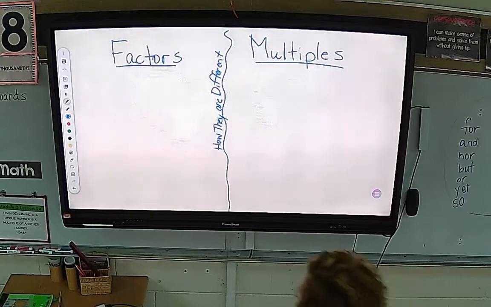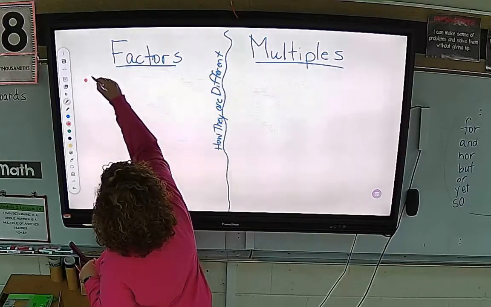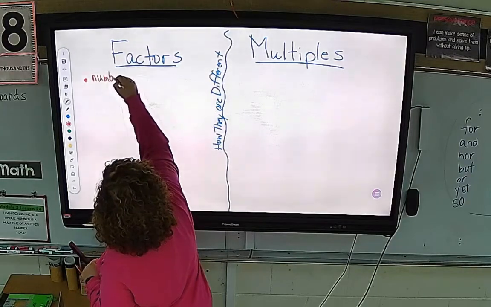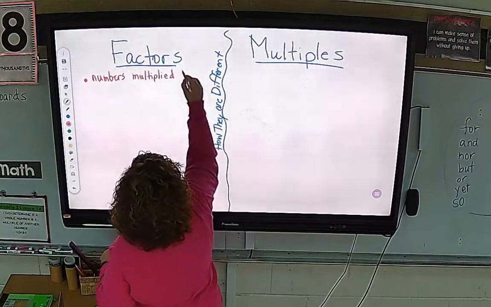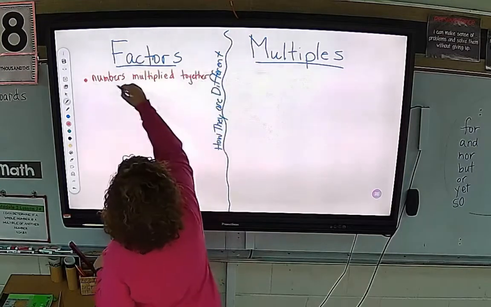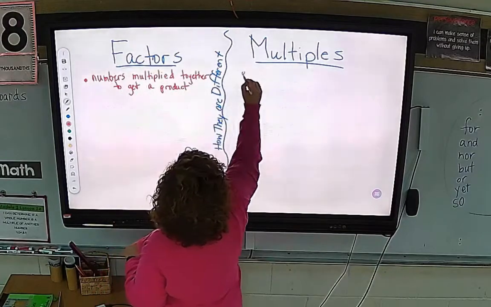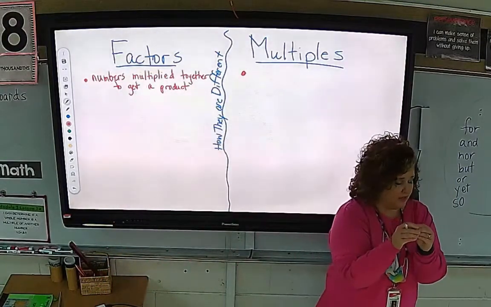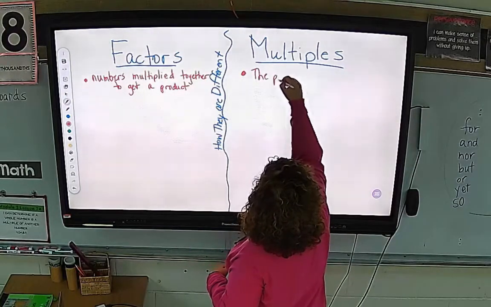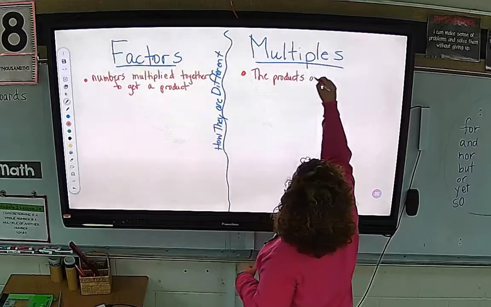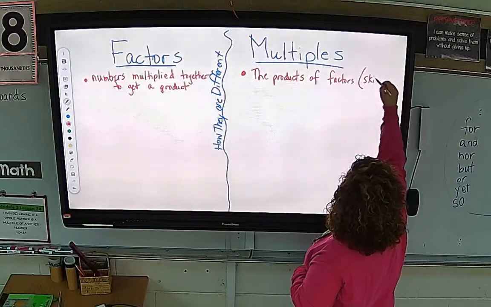Okay. So factors, let's see if I can think of a short way to write that. Factors, they're the numbers multiplied. I mean, just their definition shows their difference. Numbers multiplied together to get a product. But what did we say multiples are? They're not the numbers that are multiplied together. They are the product. These are the products of factors. And we'll put that in parentheses. Skip counting.